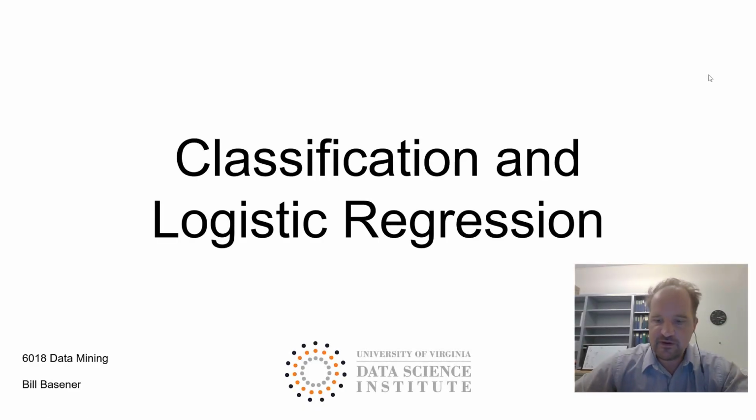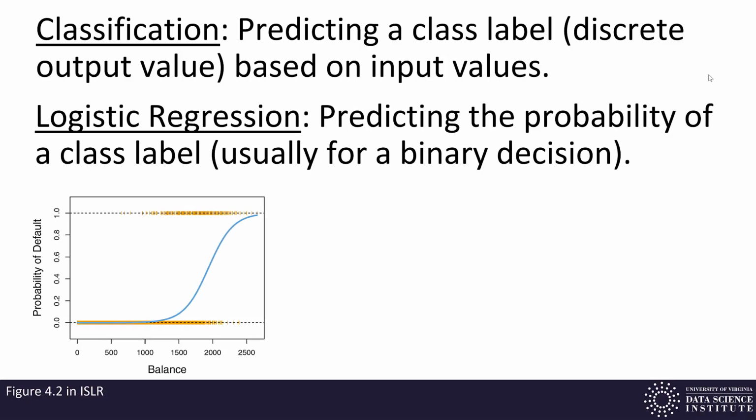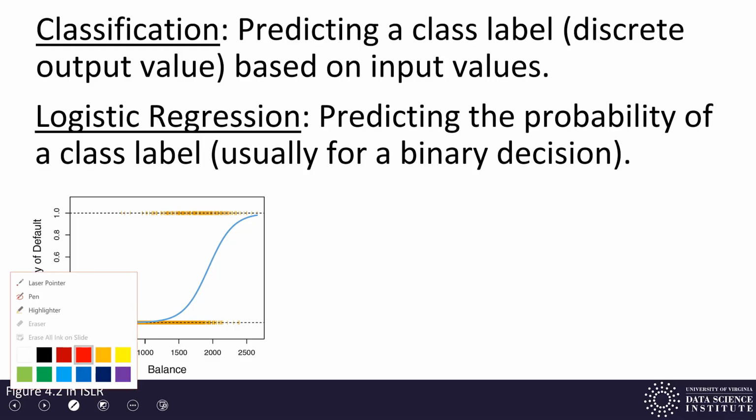Welcome to the lesson video on classification and logistic regression. As we've talked about, classification is a process of predicting a class label or discrete output value based on input values. Logistic regression is a classification method where we predict the probability of a class label, and it's usually used for a binary decision. Binary decision meaning we have two options, and we're going to decide between these two options.